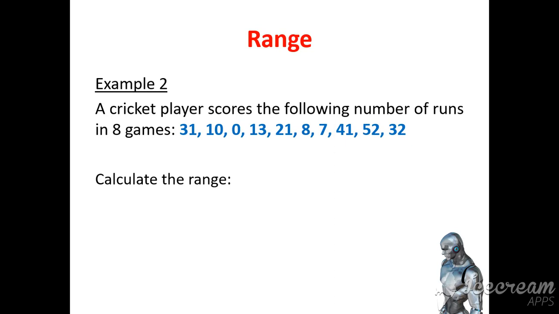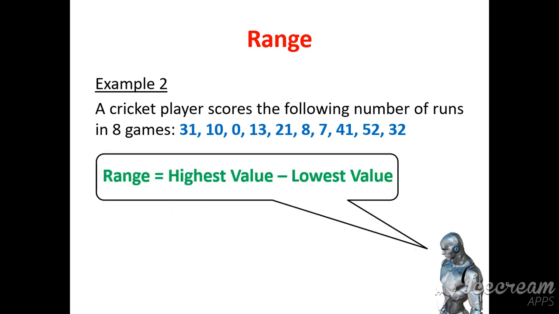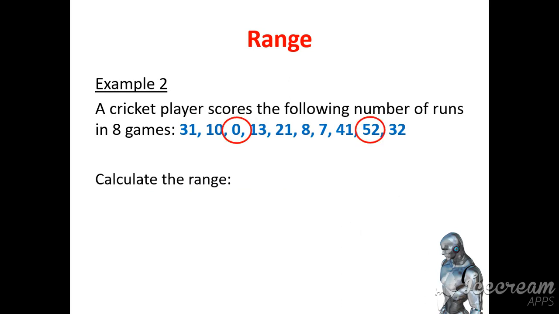Right, example 2. A cricket player scores the following number of runs in 8 games. So we're going to calculate the range. So the range is equal to the highest value, subtract the lowest value. Well, the highest value is 52 and his or her lowest is 0. So we're going to go 52 subtract 0. 52 subtract 0 is 52.